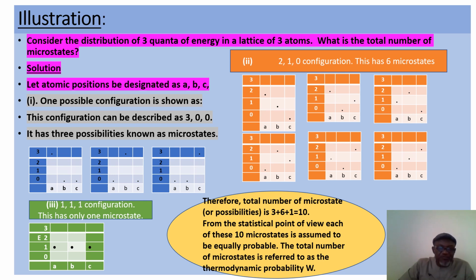Now one possible configuration is known as 300. This 300 means that one student takes 3 of the oranges and the other 2 students will be left with none, that is 0, 0. And if you look at this distribution, it means that it can happen in 3 places, 3 possibilities.